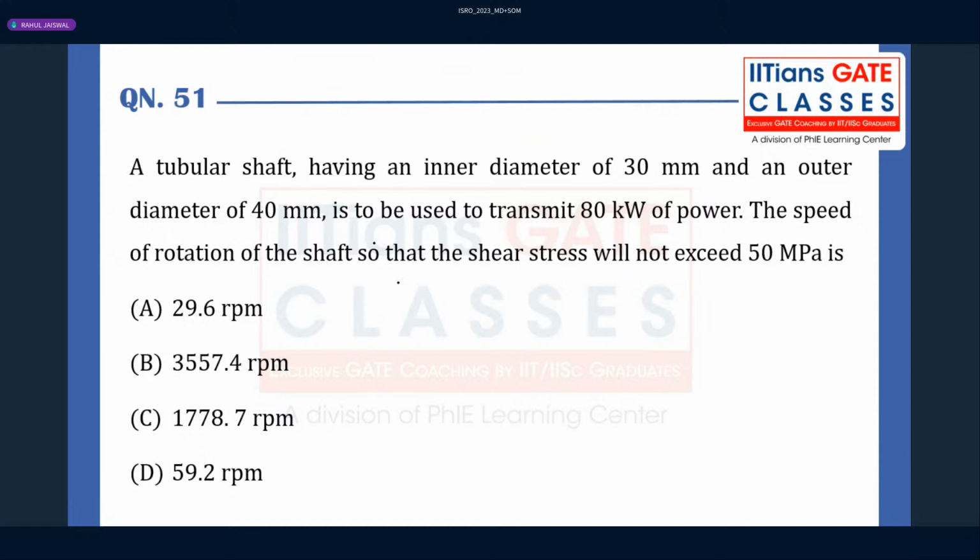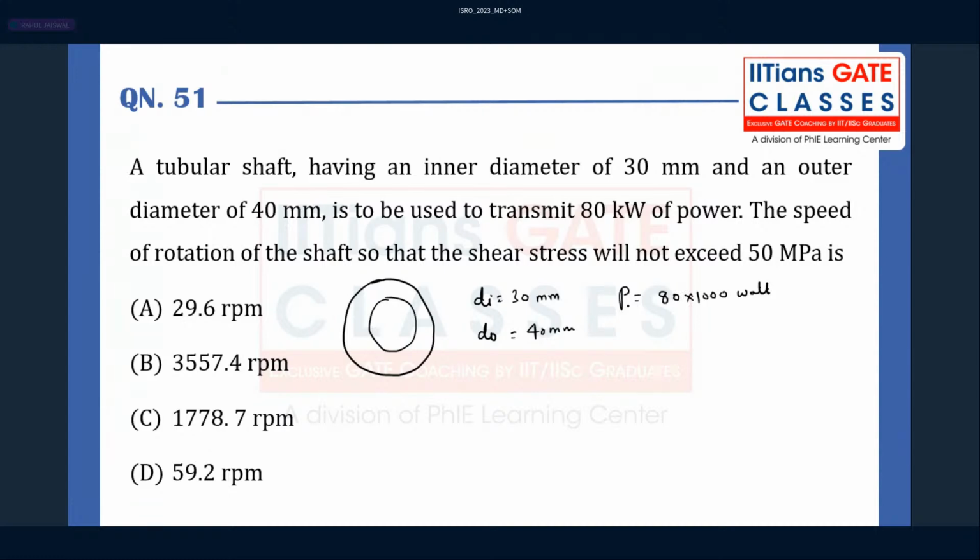They are asking about a tubular shaft, a hollow circular shaft, which has an internal diameter of 30 mm and an outer diameter of 40 mm. It is being used to transmit the power of 80 kilowatt. They are asking the speed of rotation of the shaft so that the shear stress will not exceed 50 megapascal. So from the shear stress, we know what formula we have? We have the torsional formula, T by J equals tau by R naught.